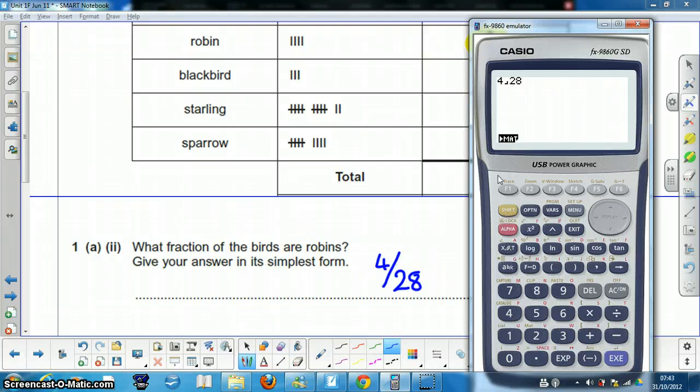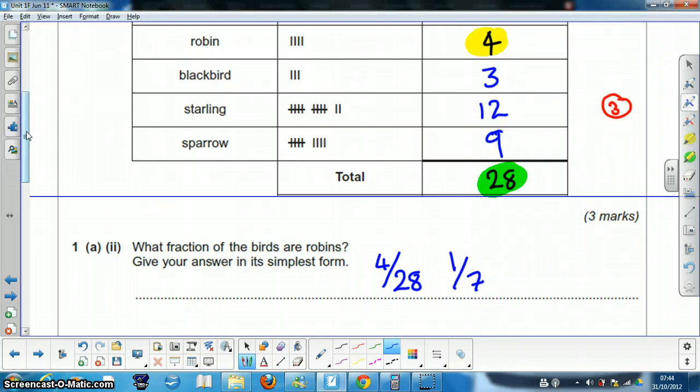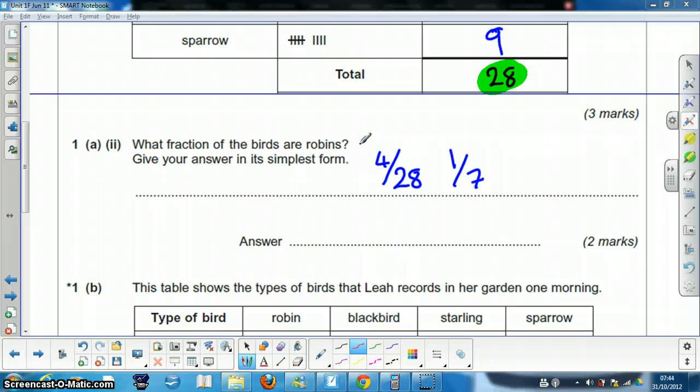Now on the newer calculators you'll have a far better fraction button. It won't look like ABC. It'll be 2 rectangles separated by the fraction line, and on the display you'll see 4 over 28. Both of them work the same way: once you press execute, it automatically gives it in its simplest form. So there it is, it's 1 over 7. 2 marks. 1 for that and 1 for that.